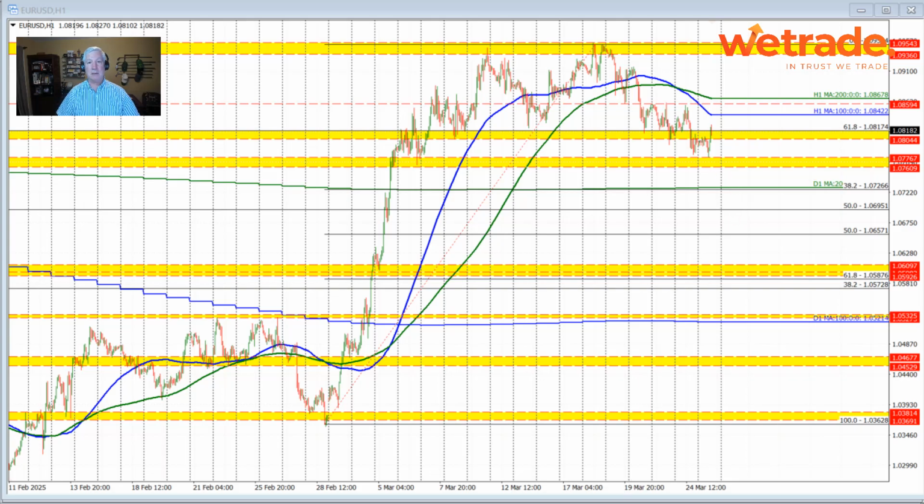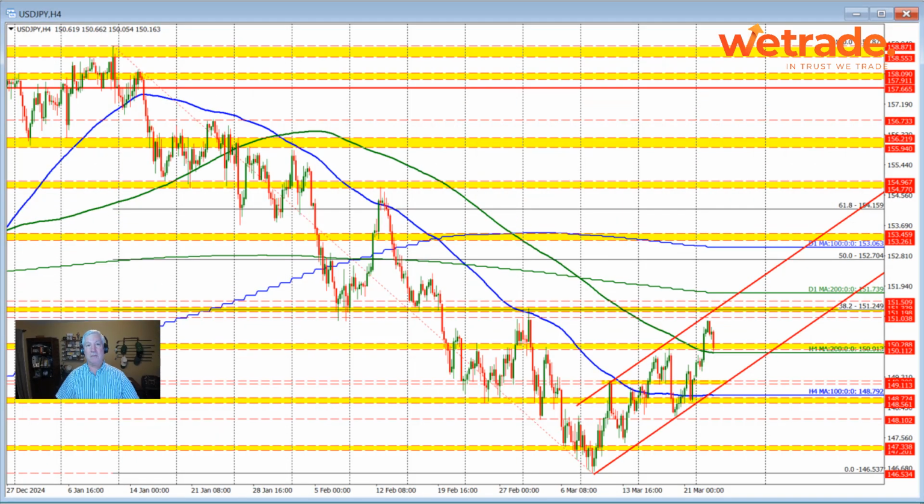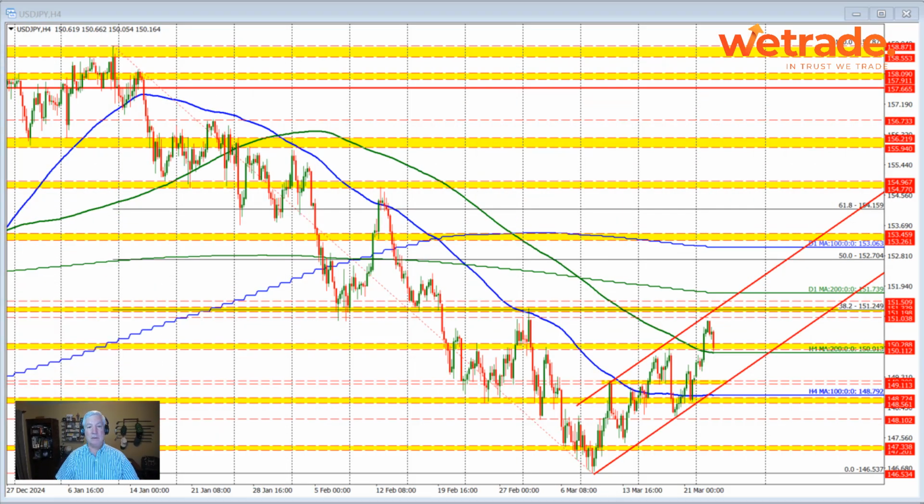Let's take a look at the dollar versus yen next. We'll start by taking a look at the 4-hour chart. Why? Because you can see how the price has just moved down to test its 200 bar moving average in the 4-hour chart.